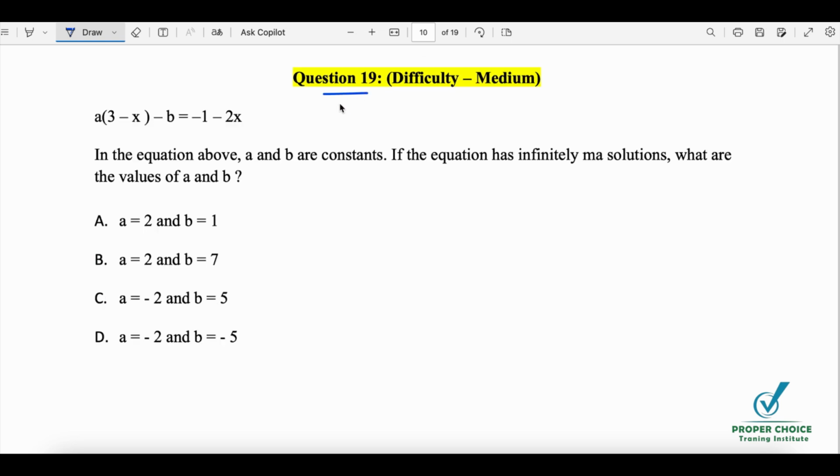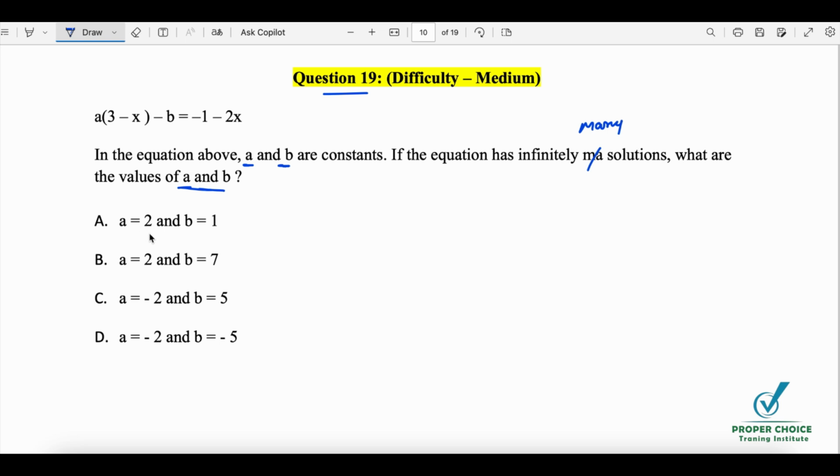Question number 19 says, in the equation above, A and B are constants. If the equation has many solutions, sorry, it's a copying error. What are the values of A and B?